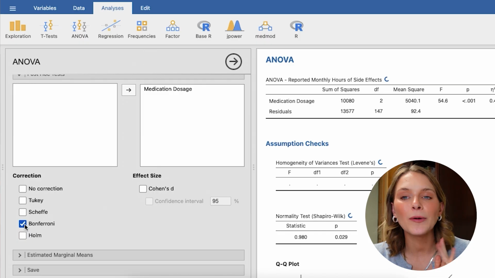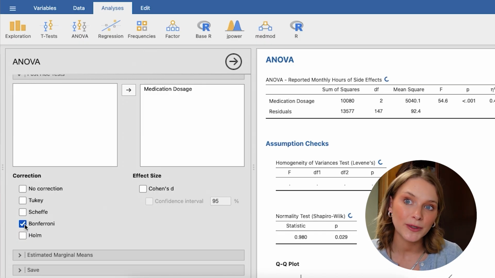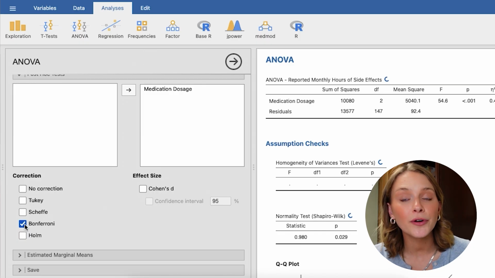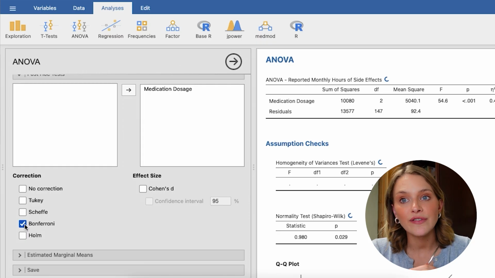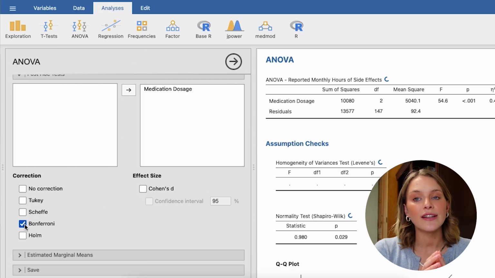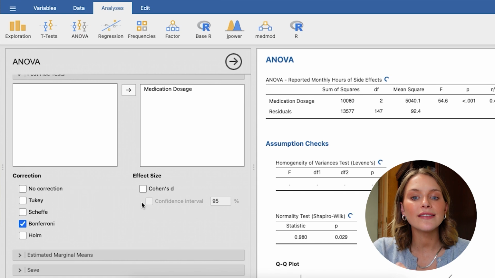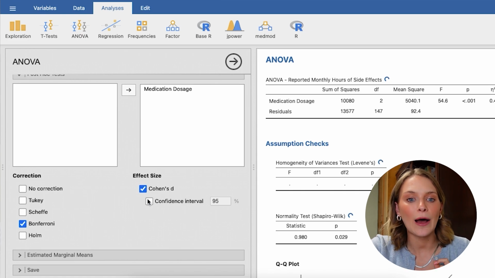So that's a little bit beyond the scope of the purpose of this particular video. I'm going to choose the Bonferroni correction. If your preference is Tukey or Shapiro or something else, you can feel free to select that instead. The interpretation will be the same. So Bonferroni correction is simple and widely used. I'm going to click that for this, and then we can take a look at the output.